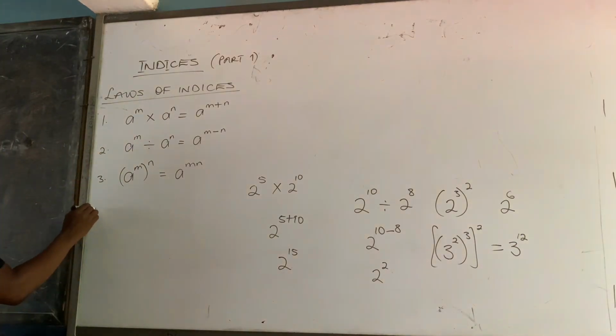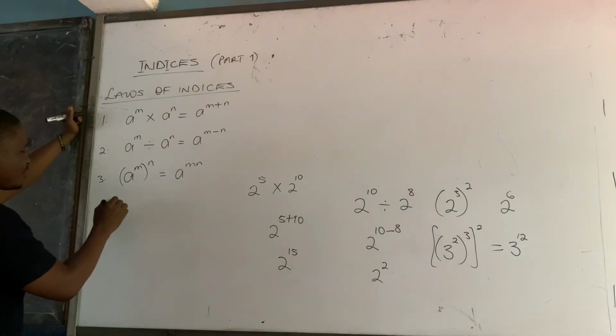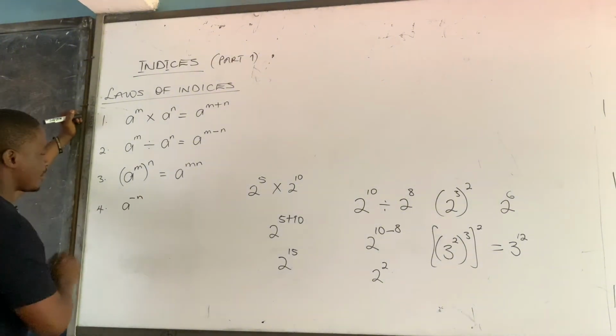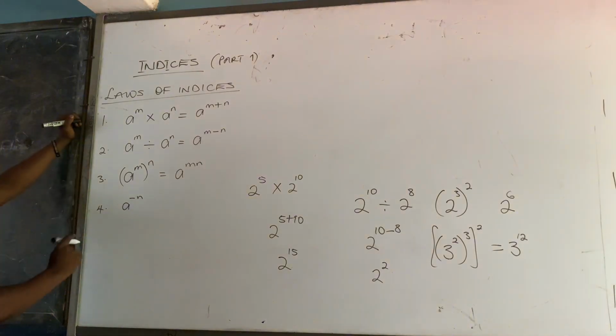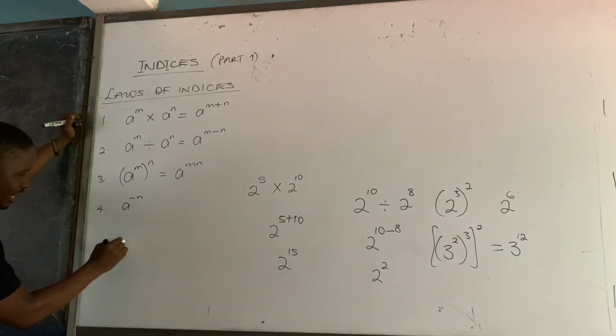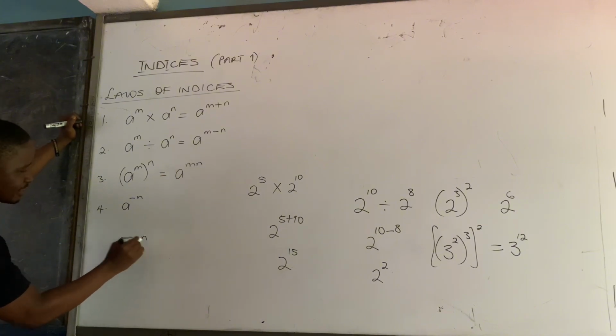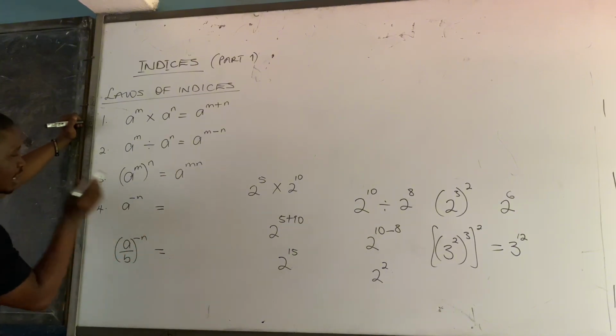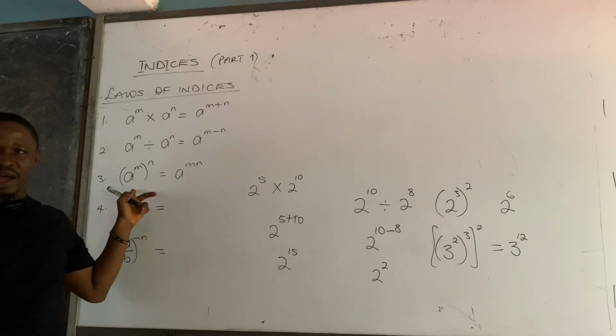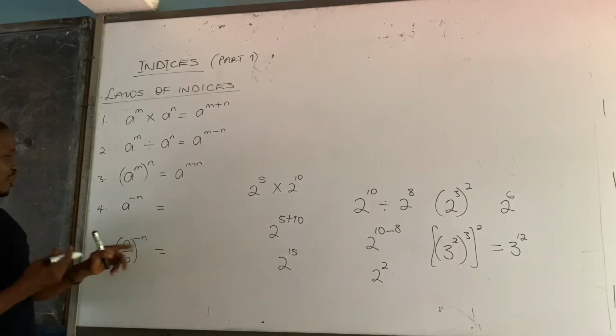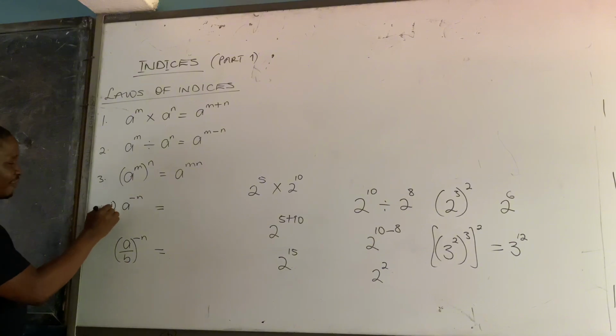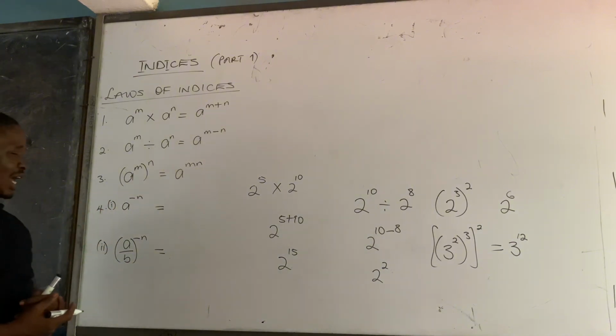So we go to the fourth one. Now, what if we have a to the negative power? This one can be 2. Let's say there is another, a over b to the negative power. The base is having a negative power. The base is having a negative power. Let us say this is the first one, this is the second one. So the two are just the same.